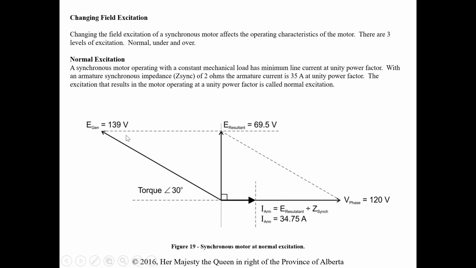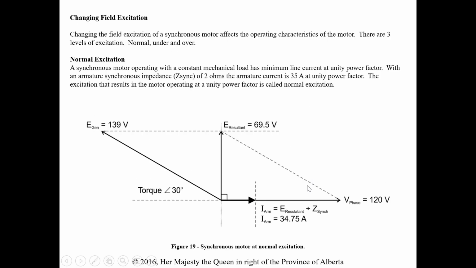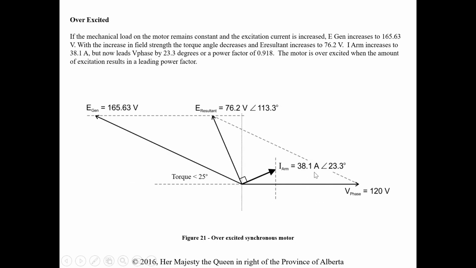If this increases, it's going to pull everything over this way, increase the value of the resultant as well, and pull it off of the 90. But again, we still have to adhere to this 90-degree relationship, which pulls my current out of unity. Again, increasing the value here of current compared to the 34.75 at unity. And we see it increase to 38.1 amps at this angle.